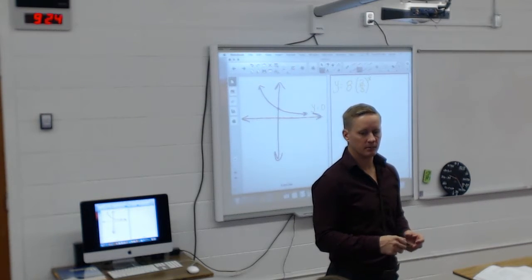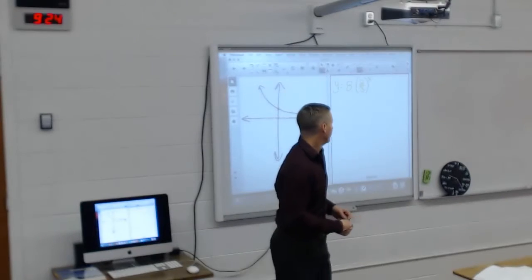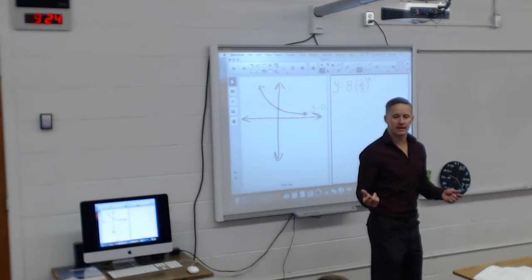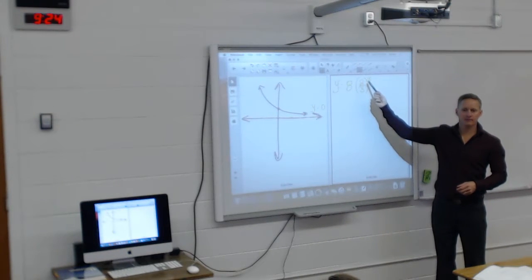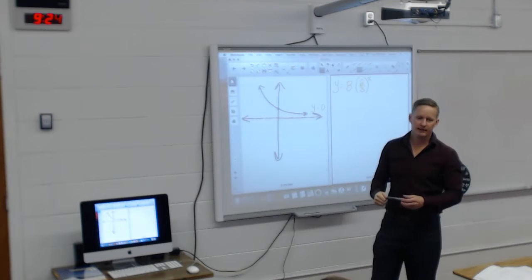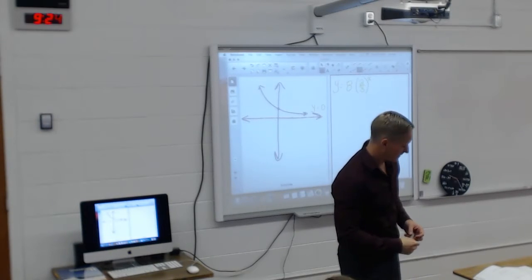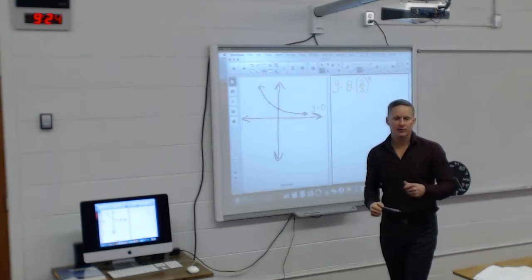Sure? Anybody want to disagree with them? Come on, step up. Okay, so how do I find my y-intercept? I put 0 here, right? What's this value to 0? 1. What's 1 times 8? All right, he's right again. Is this function increasing or decreasing?